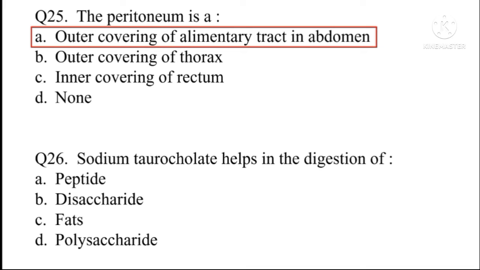Next question is sodium taurocholate helps in the digestion of, and the options are option A, peptide, option B, disaccharide, option C, fats, option D, polysaccharide. Its correct answer is option C, fats.